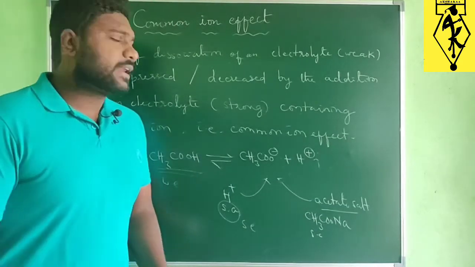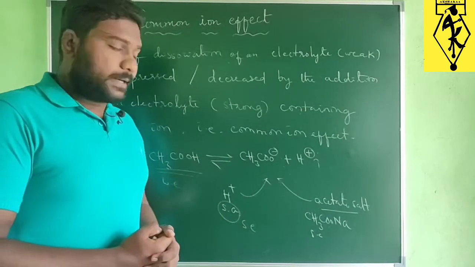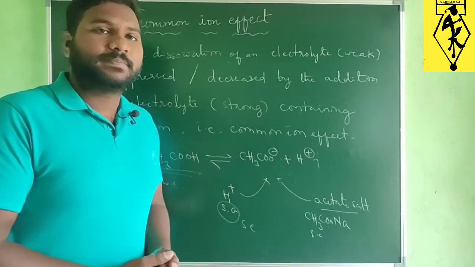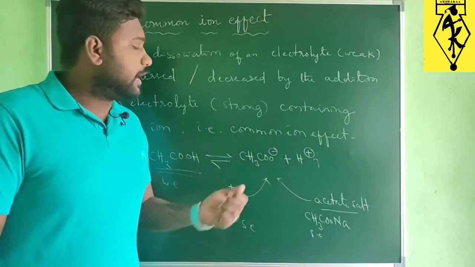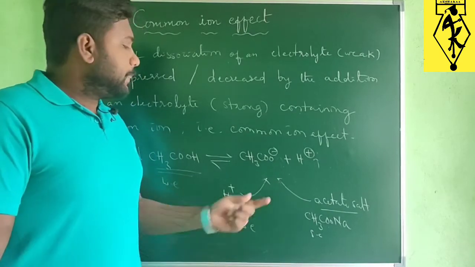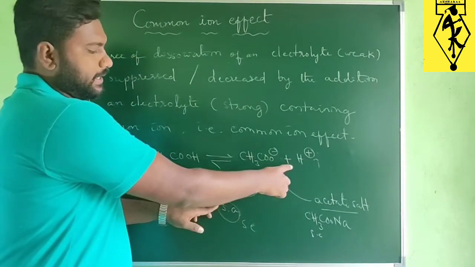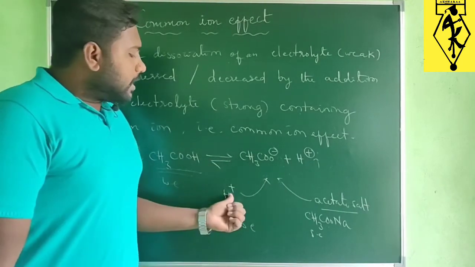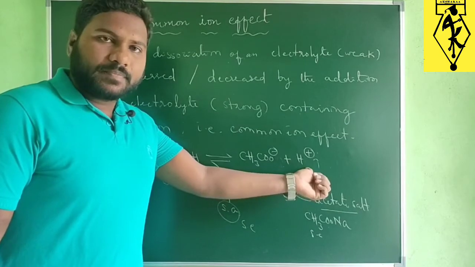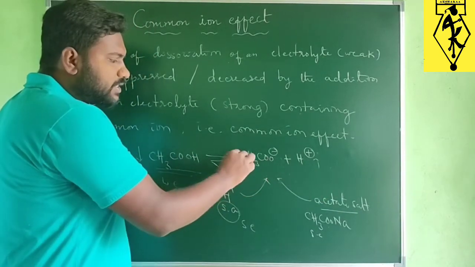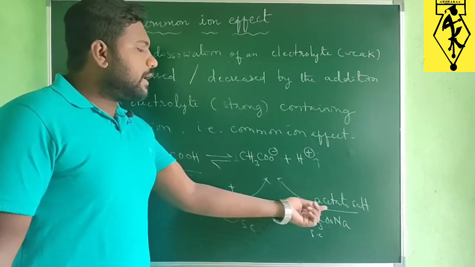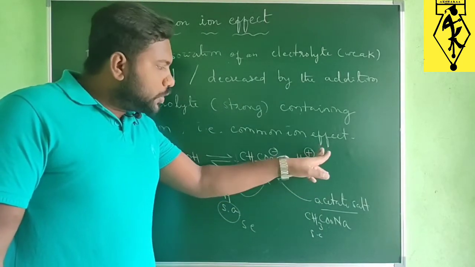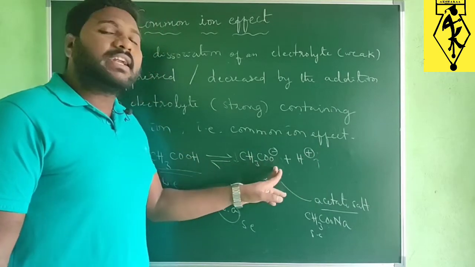One more point here: as a result of the common ion effect, the concentration of the ion which is not common is going to decrease. Suppose we add HCl or any strong acid to this mixture. The concentration of H plus ion is going to increase, and consequently the concentration of acetate ion is going to decrease. Or if we add any acetate salt, the concentration of H plus ion is going to decrease and the concentration of acetate ion is going to increase.